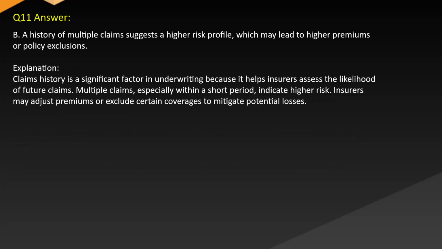Answer: B. A history of multiple claims suggests a higher risk profile, which may lead to higher premiums or policy exclusions. Explanation: claims history is a significant factor in underwriting because it helps insurers assess the likelihood of future claims. Multiple claims, especially within a short period, indicate higher risk. Insurers may adjust premiums or exclude certain coverages to mitigate potential losses.